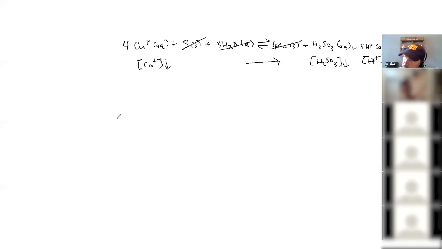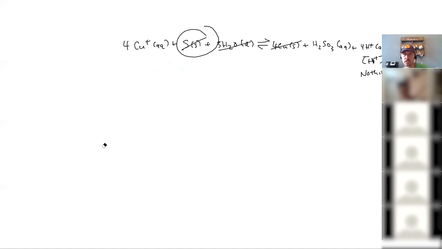And then the last question they ask is what will happen to the concentration of H plus if more S is added? We said S doesn't figure in this at all because it's a solid. So in that case, nothing would happen to the concentration of H plus if we added more solid.